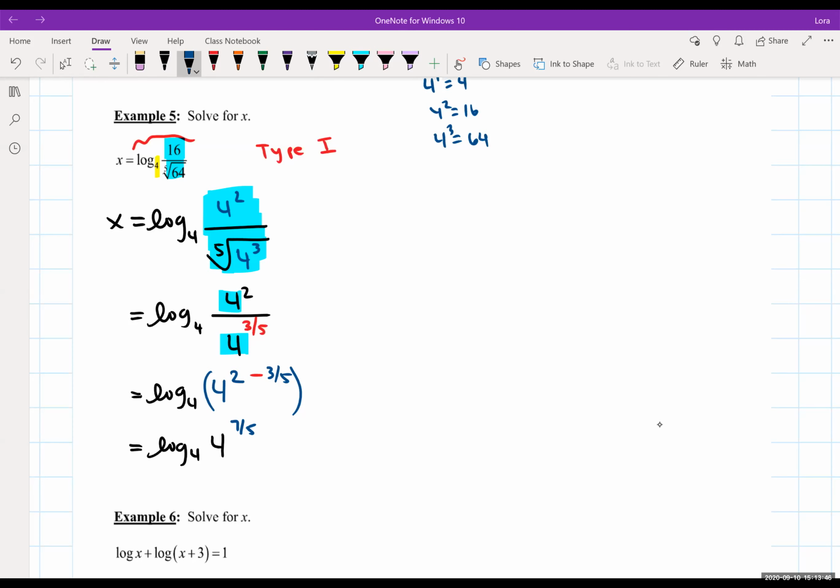Now at this stage, I am seeing another property of logs that comes back to us. Whenever the base matches the base in the argument, the answer is what the exponent was. So finally, we can say that this expression is really just 7/5. So x is really just 7/5.